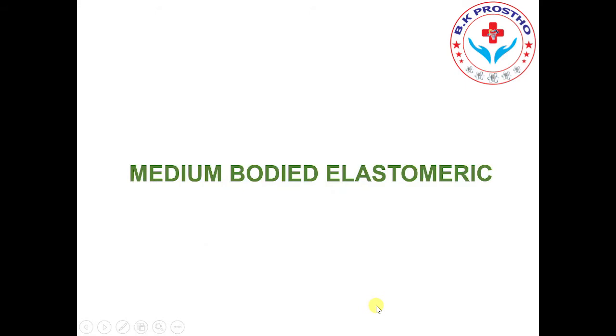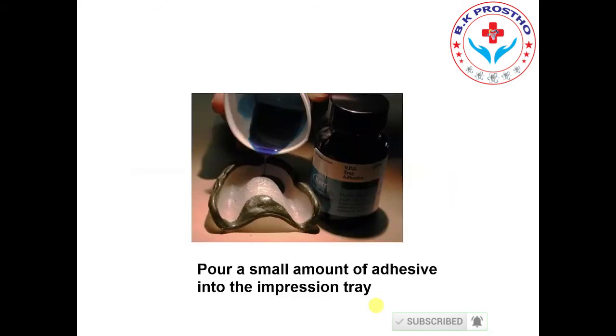Medium body elastomeric impression materials can be used as a secondary impression for those patients who have undercuts or dryness of the mouth. This elastomeric impression material requires applying adhesive on the tray for the retention of the impression material. Failure to apply the adhesive may lead to separation of the impression material from the tray.